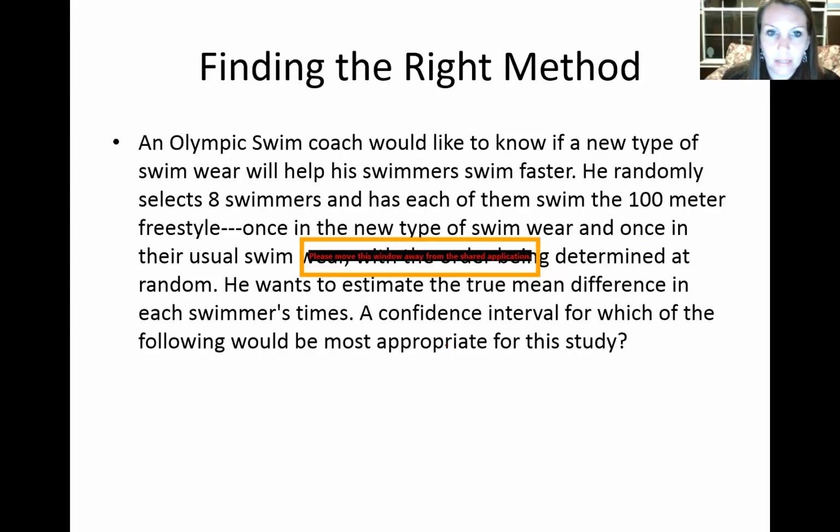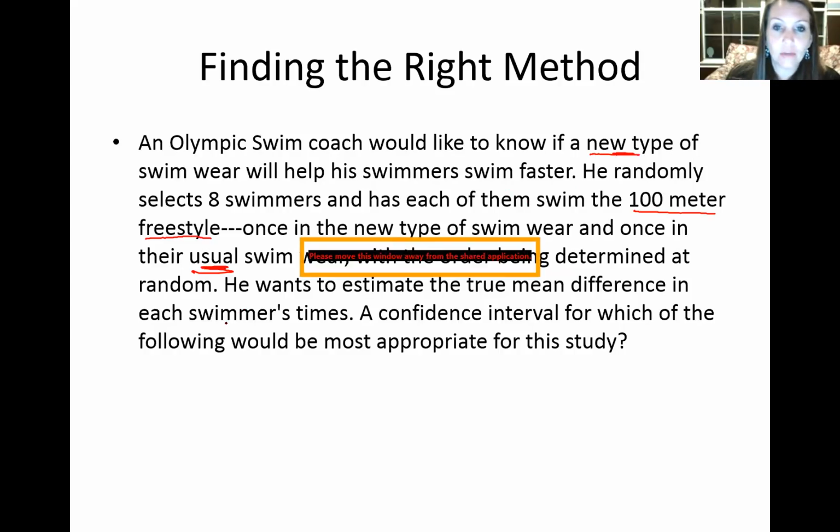So in this case, we're measuring the time to swim the 100-meter freestyle. So swim time, that's going to be quantitative, exactly. So we have a quantitative variable, and how many groups are we comparing, 1 or 2? All right, we actually have 2 groups. So we have the new type of swimwear and the usual swimwear. So usual versus new type.